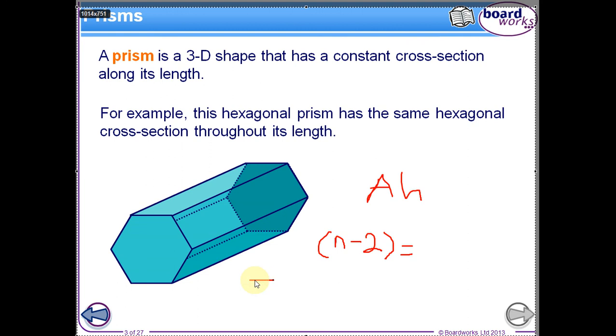Let me give you an example. If you have a quadrilateral, a four-sided shape, how many triangles do you have here? We have two. It's a four-sided shape, so 4 minus 2, that's 2. If you have a hexagon, how many triangles do we have in a hexagon? That will be 4. If you have a heptagon, how many triangles do we have? That will be 5. Okay, so this is a hexagon: 1, 2, 3, 4, 5, 6. So you have 4 triangles here.